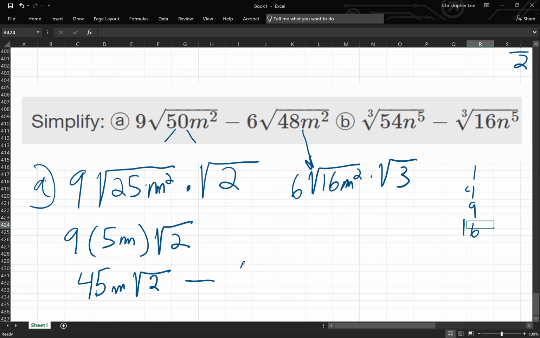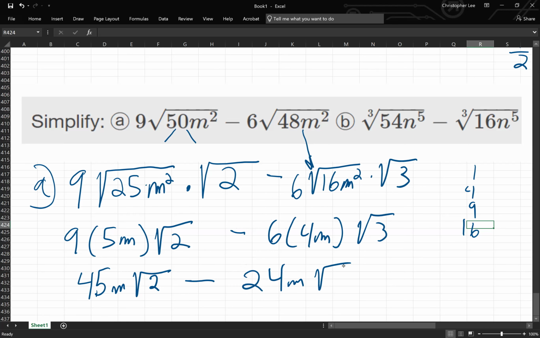This becomes what? Minus 6 times the square root of 16, which is 4, so 4m, times the square root of 3. Multiply these out. So we have 24m square root 3.